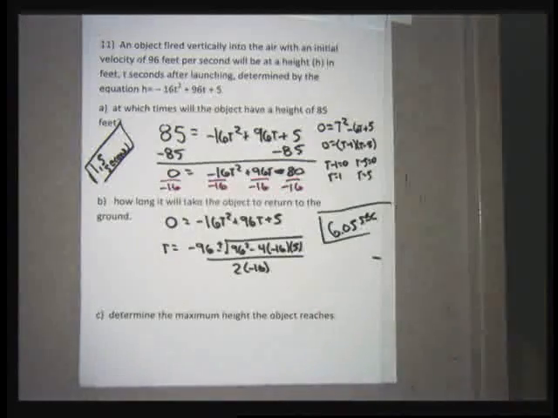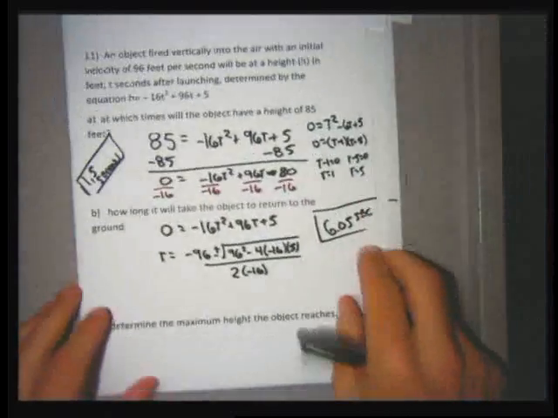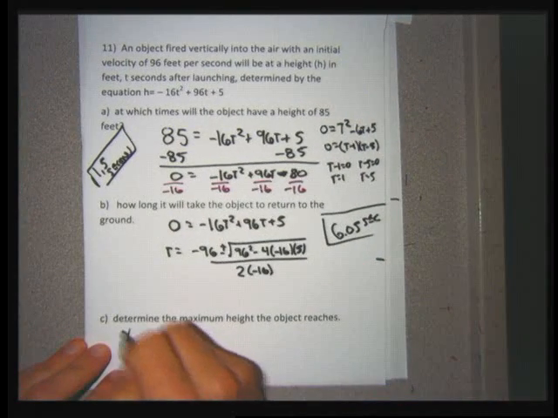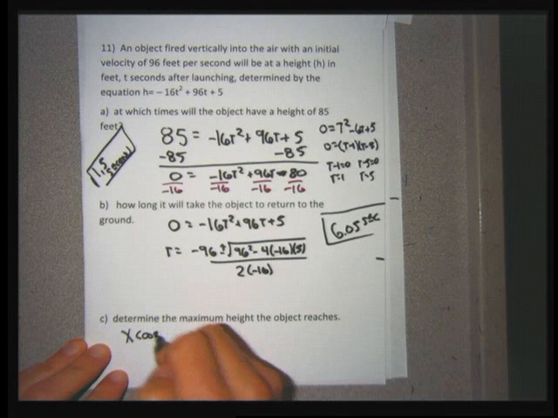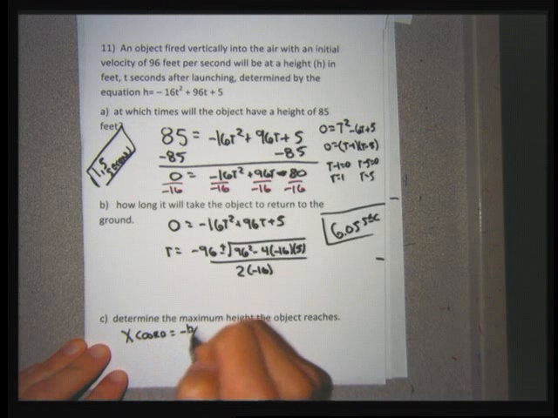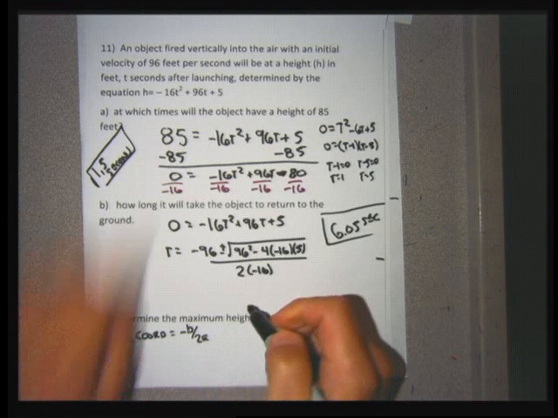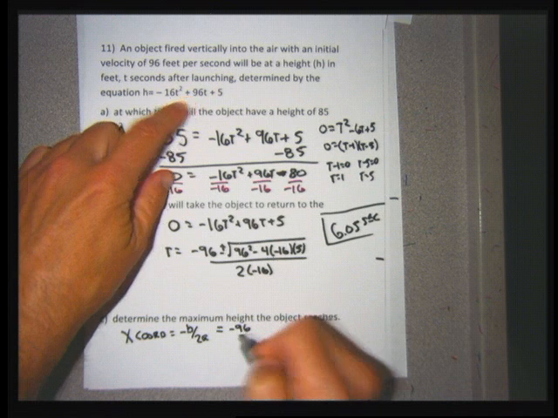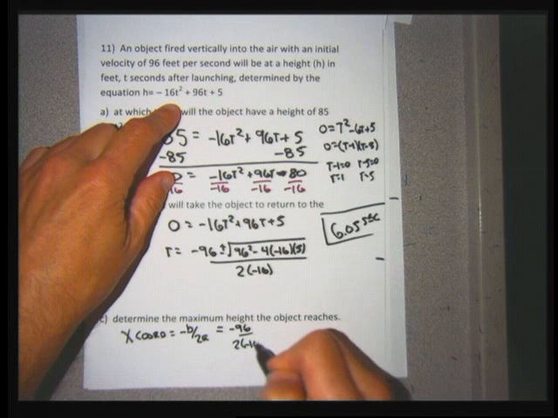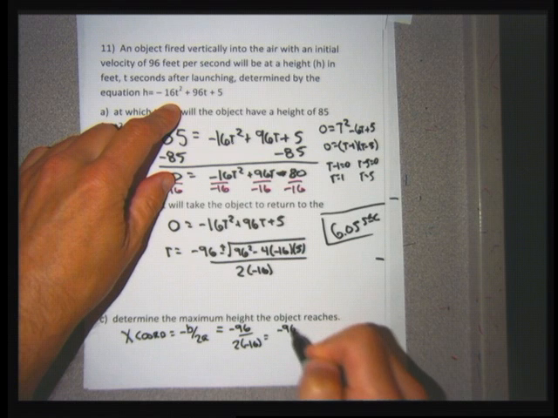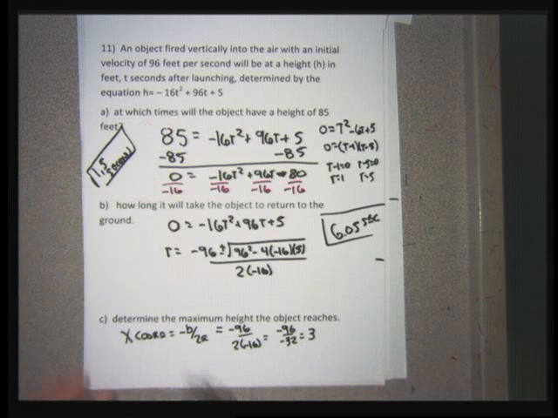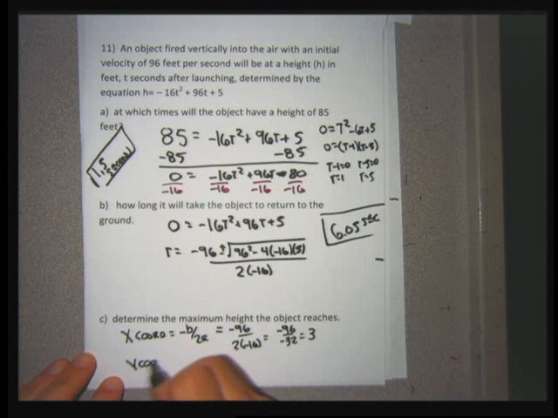Part C, determine the maximum height. The maximum height is the y-coordinate of the vertex. So I need to get the x-coordinate of the vertex and then the y-coordinate of the vertex. The x-coordinate of the vertex is the time that it gets the maximum height, which I get by going negative b over 2a. b is 96, so this is going to be negative 96 over 2 times negative 16. This is going to be negative 96 over negative 32. That's 3. That says at 3 seconds the ball reaches its maximum height.